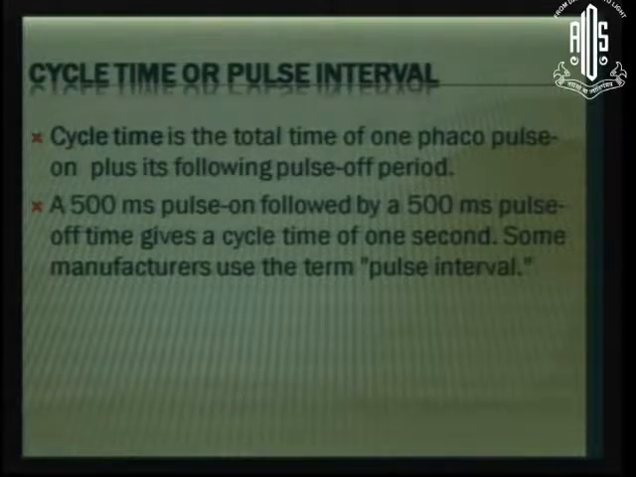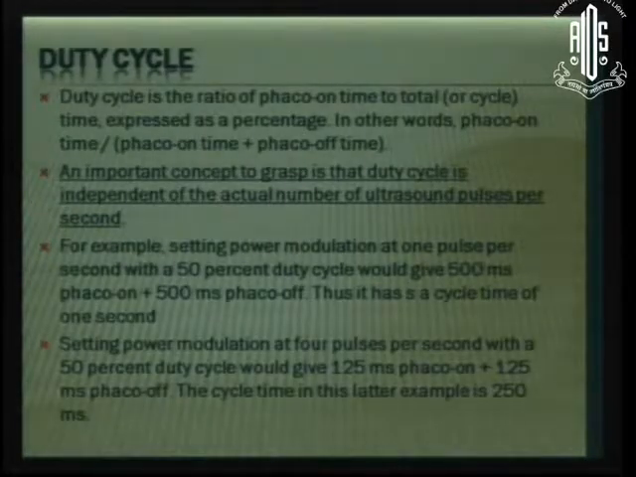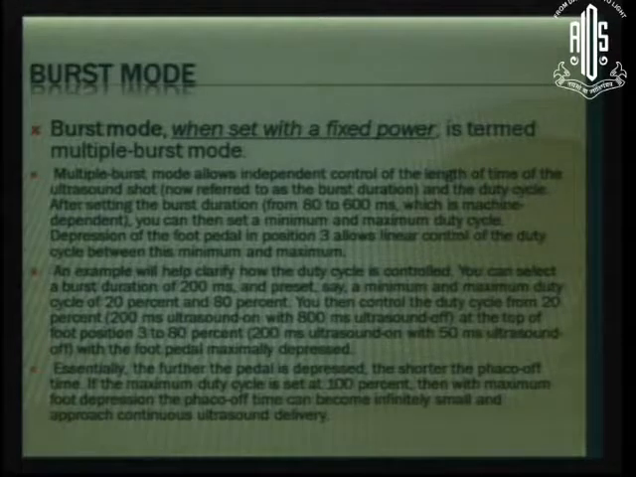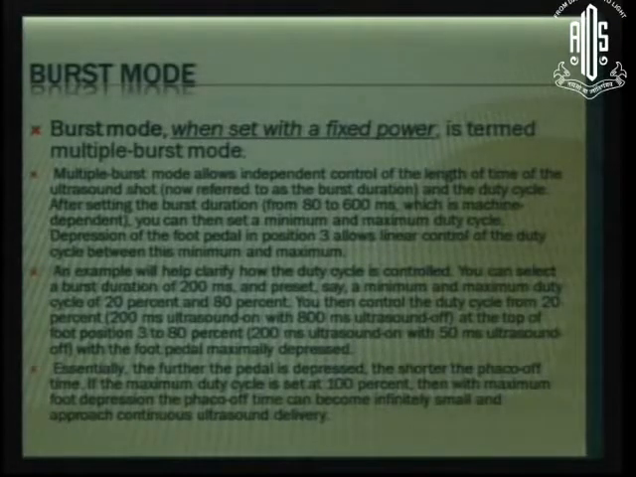The time between one pulse and the next pulse is what we call a cycle time or pulse interval. I won't go into that, but just to understand that the duty cycle is independent of the number of pulses per second. It is the split which occurs between the two. Once you understand, then you understand what is burst mode. When set with a fixed power, a burst mode is called a multiple burst mode. So if you set a burst mode running at say 60% power, you call it multiple burst mode.